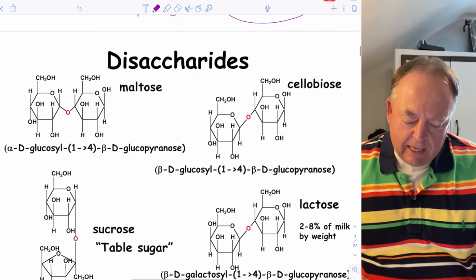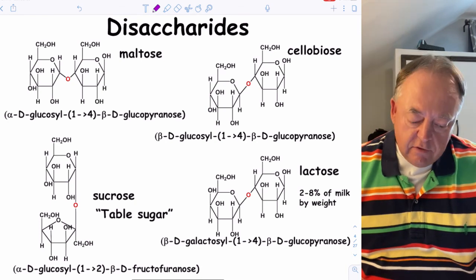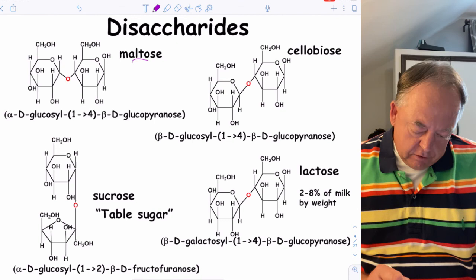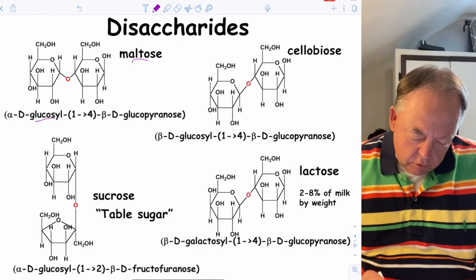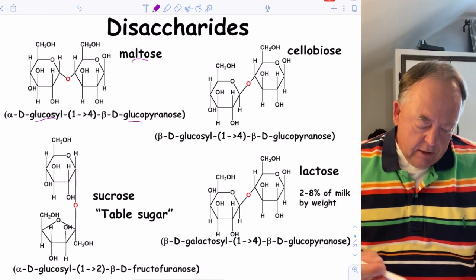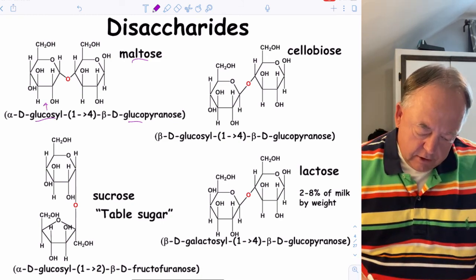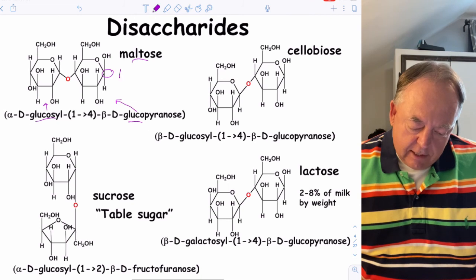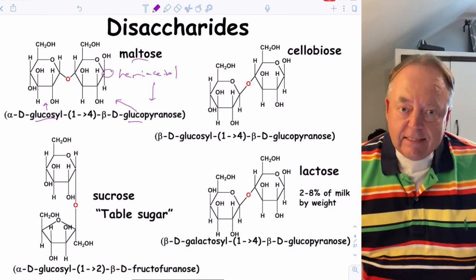Here are a few examples of disaccharides. We'll use this to cover some of the nomenclature. This one's called maltose. Maltose is a disaccharide of 2 glucose molecules, basically. The terminology is referring to this carbohydrate and this carbohydrate. This is the carbohydrate that has the free hemiacetal end, so that's going to be the one that's last in the name.